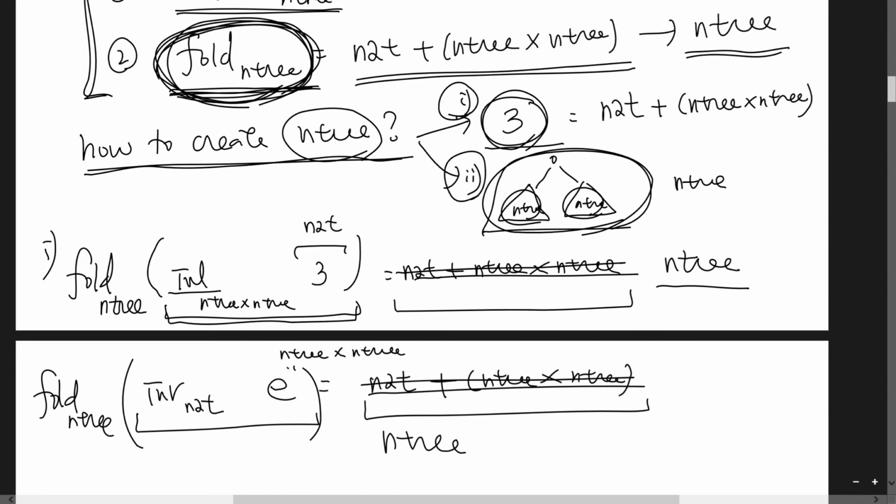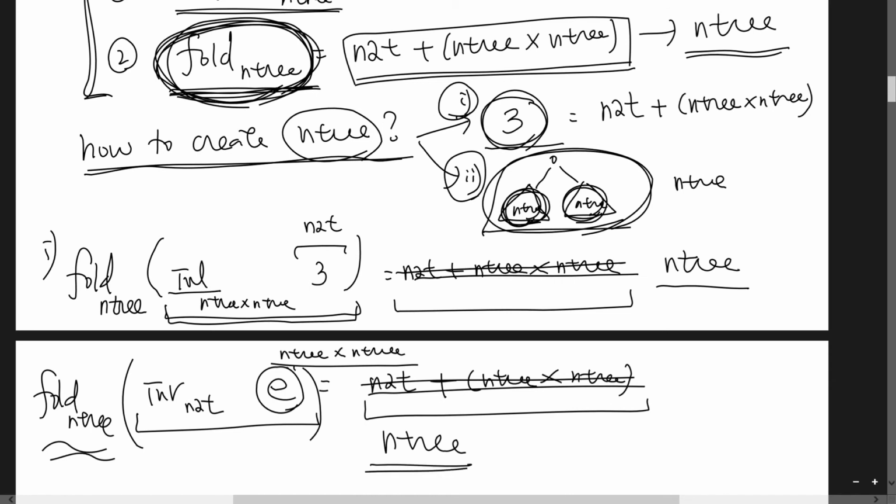You somehow prepare two smaller natural number trees. So you have this expression E of this product type, and then you create this sum type, and then you apply this fold. Then you create this natural number 3. So that's in fact how you create natural number trees in functional programming.